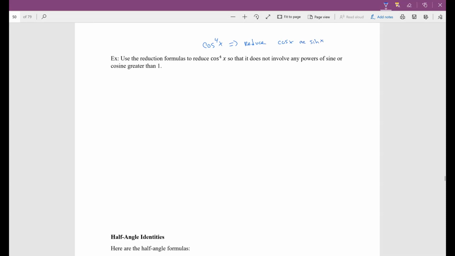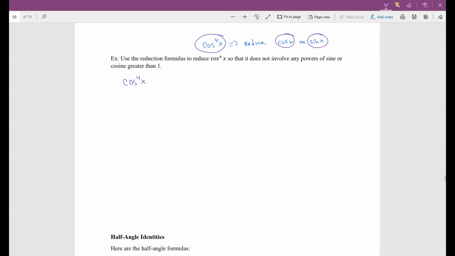So right now you might be wondering, why the heck would we want to do that? And it actually works well when you get to integration in Calc 2. This is really hard to integrate in calculus. This is really easy to do in calculus. So being able to do it that way is going to be really, really helpful. So we're going to start off with cosine to the fourth x.